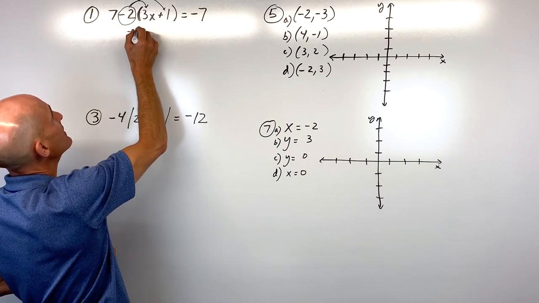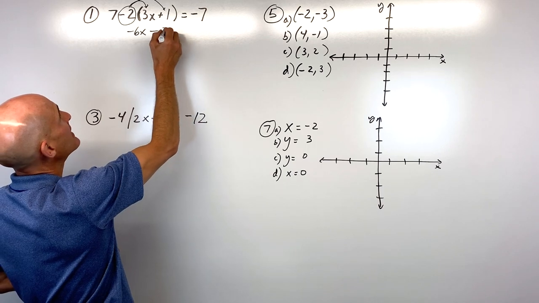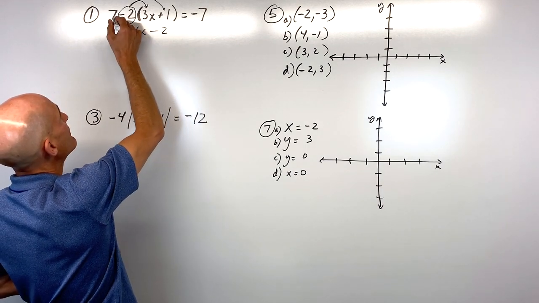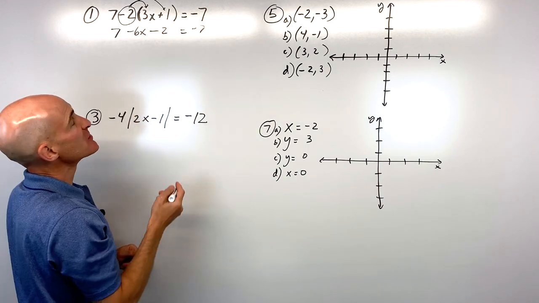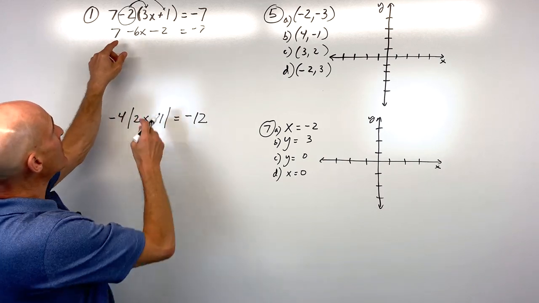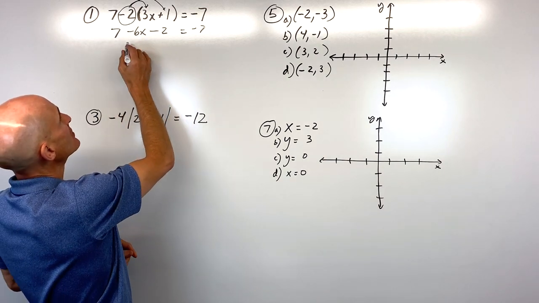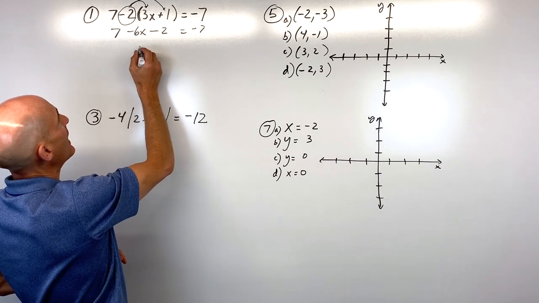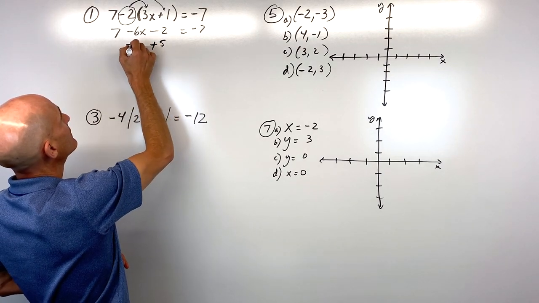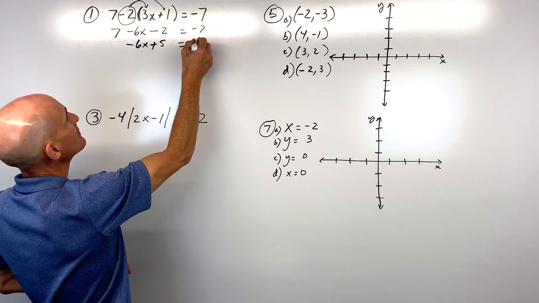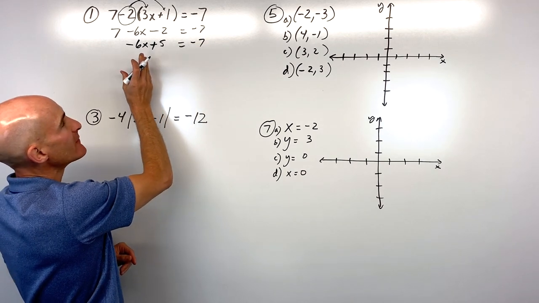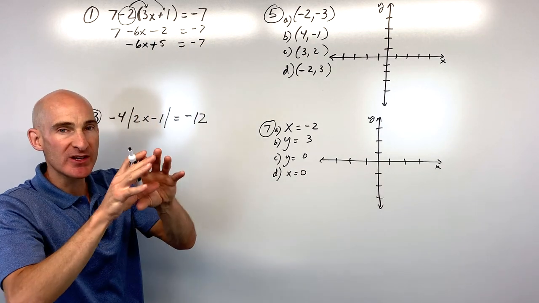So if we do that, we get negative 6x minus 2, and then we still have the 7, I'm bringing down, equals negative 7. So the next thing we want to do is combine like terms. The 7 and the negative 2 add up to positive 5, bring down the negative 6. Now what we want to do is get the variables on one side, numbers on the other. You want to separate them.